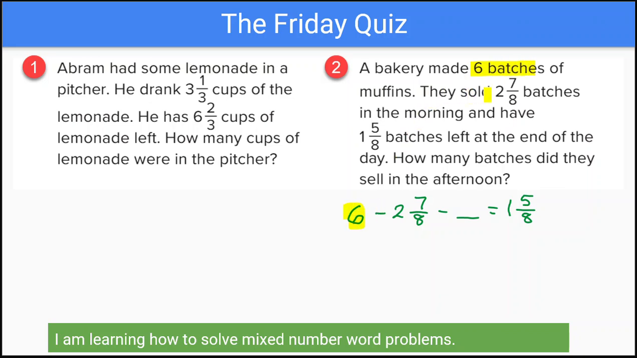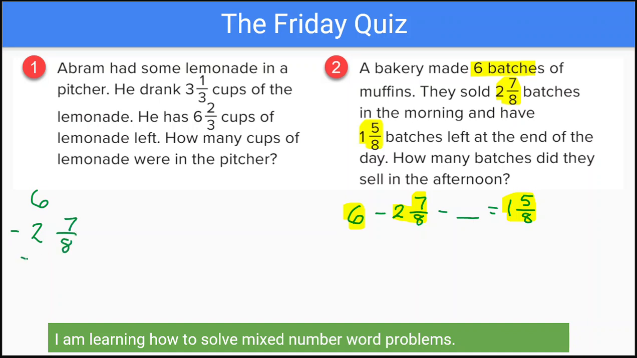They sold 2 7/8 batches in the morning. So I'm going to take away 2 7/8 right here because they sold them. They're now gone. Plus, they sold some in the afternoon. We don't know how many that is, but at the end of the day, they're left with 1 5/8 batches right here. Do you see that? So we need to figure out what goes right here. Well, we could start off by going 6, take away 2 7/8. Let's do that over here. I'm going to do that on this side. 6, take away 2 7/8.